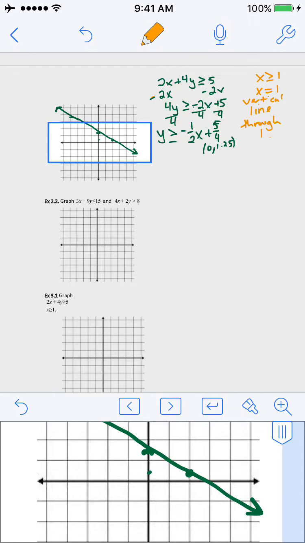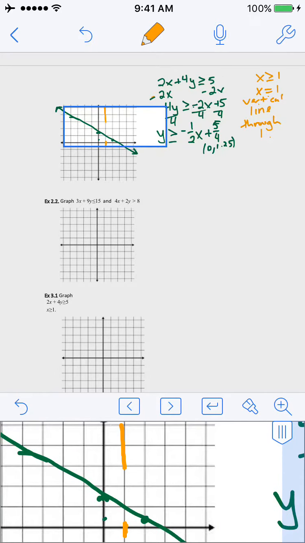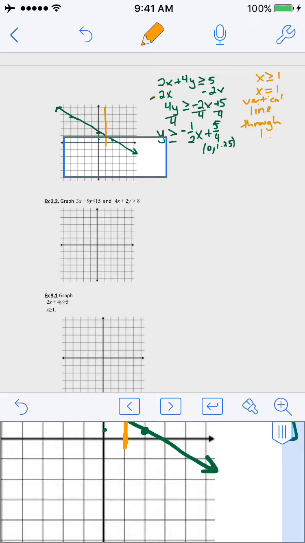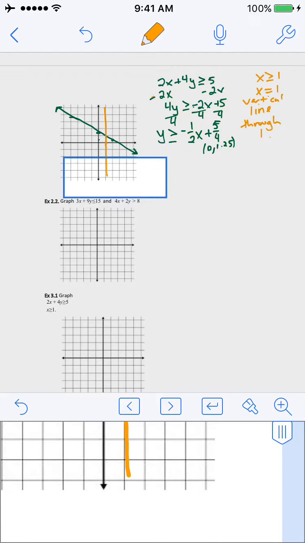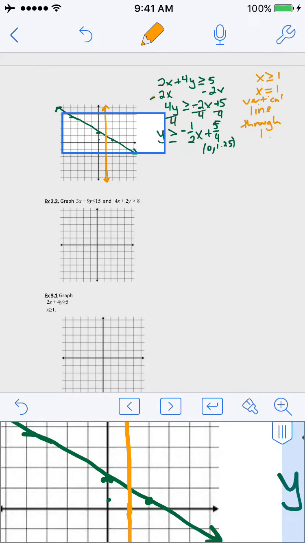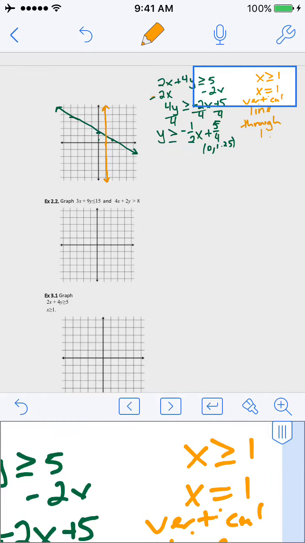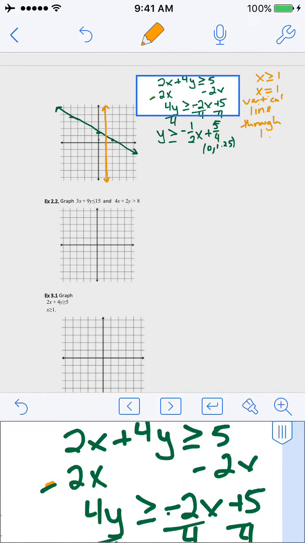So I'll go over here, I'll find x is equal to 1, it's right about there, and I'm going to draw the vertical line that goes through there. X is equal to 1. Done. Sweet. And I know it's supposed to be a solid line because it's also greater than or equal to, right? So I drew a solid line because of the same rule as why I drew a solid line for the other one.